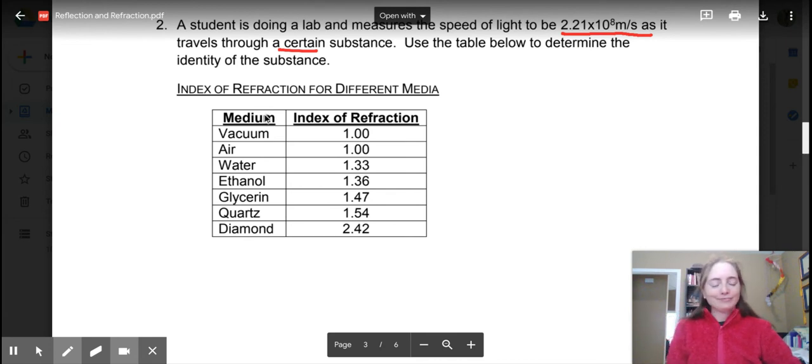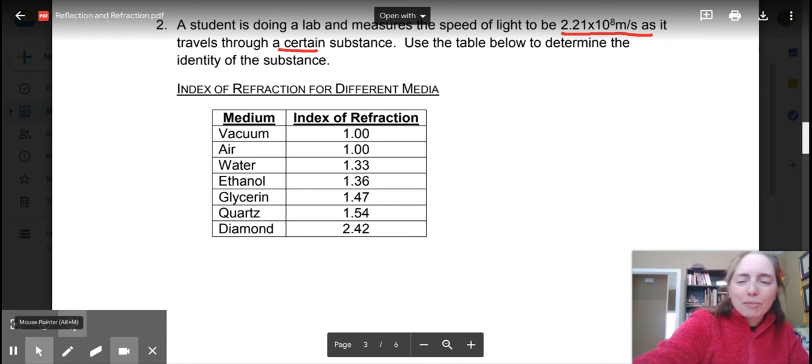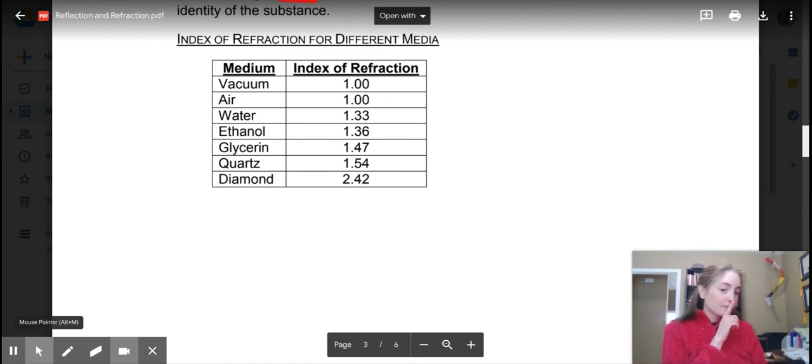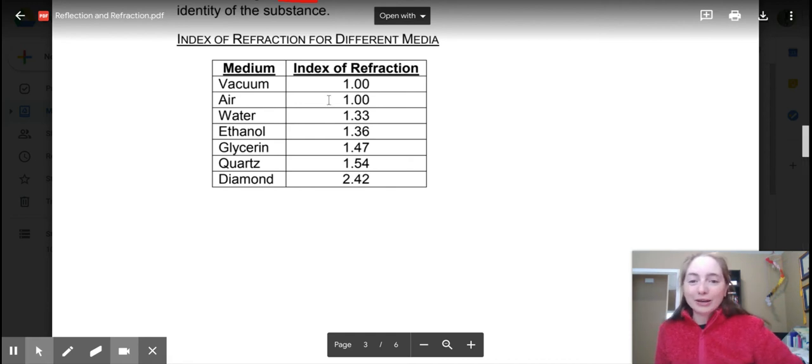Okay, we have some issues. We don't have a lot of data here, so we've got a list of all these media, but we don't have much. What are constants that we have? We've got the speed of light in air, and we have the index of refraction in air. So that has been given to us.